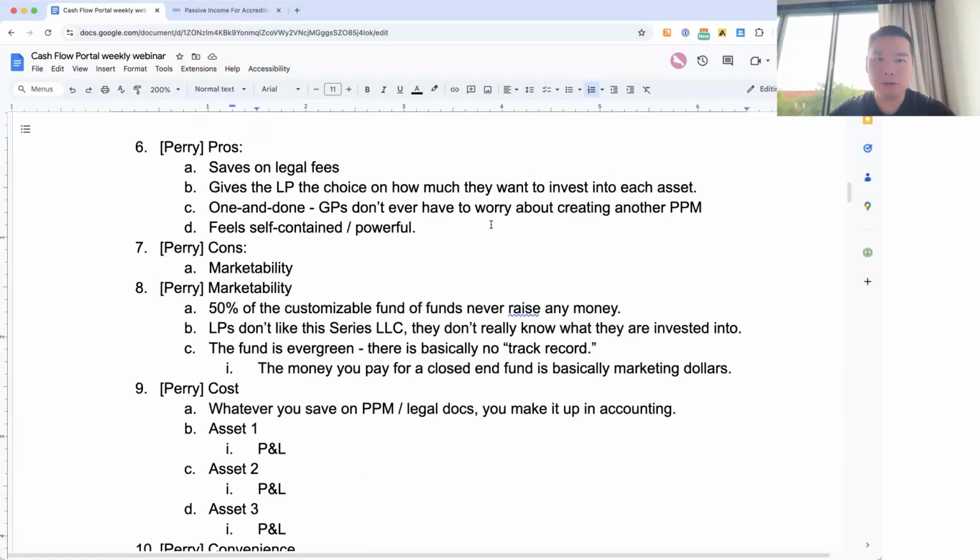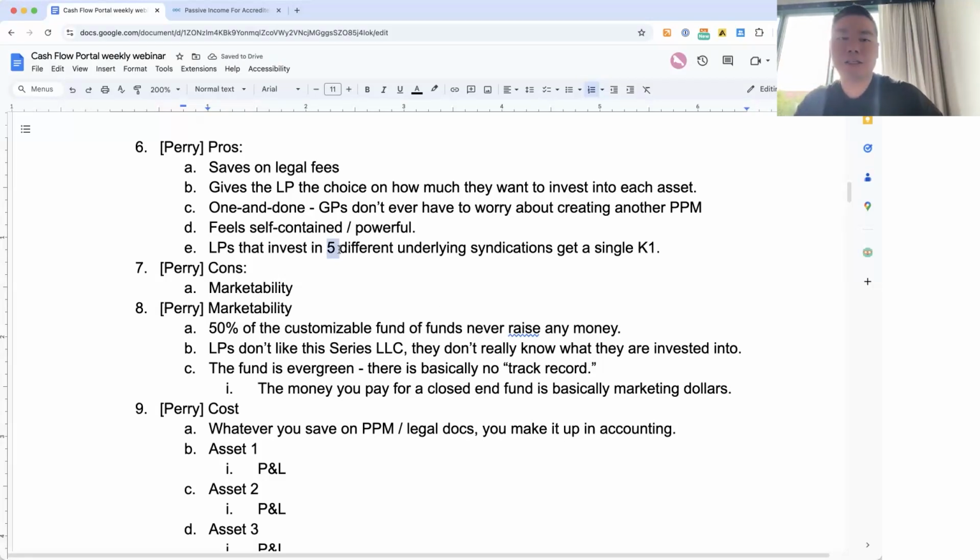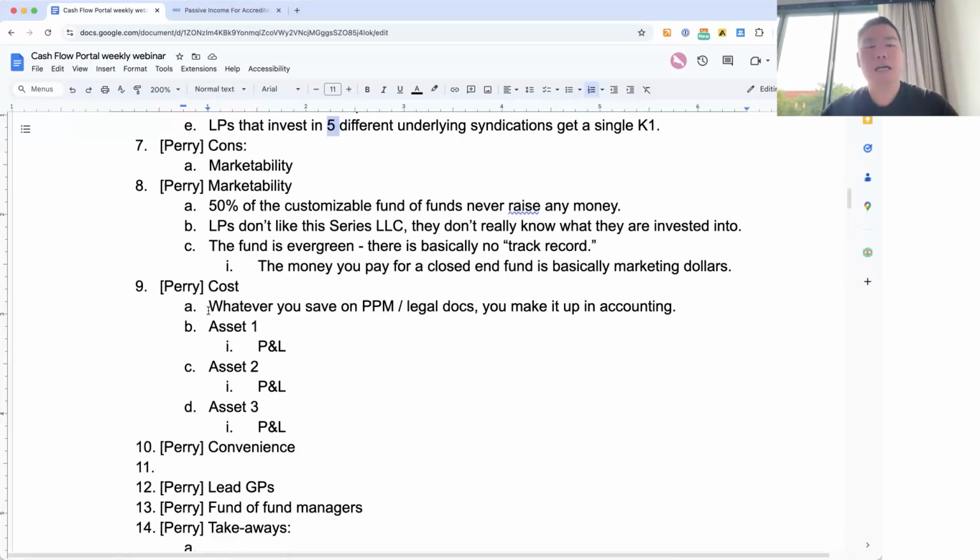One of the pros is that the LPs that invested in, say, 5 different underlying syndications get a single K1. Look at that, that's amazing. Five is just an arbitrary number; you can make it 10 or whatnot, right? A unified K1 that combines all their investments. Isn't that nice? That's a true statement. But in order to do that, it gets complicated.